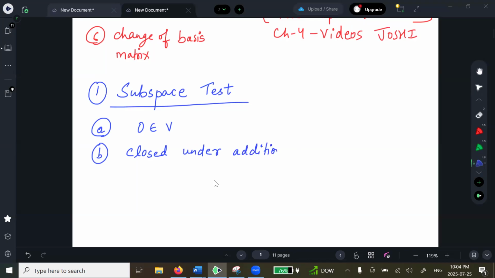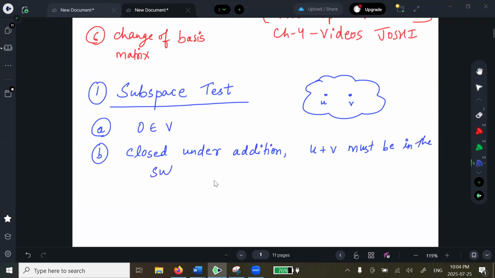Under addition, that means if this is the subspace they're talking about, you have a vector here, call it U, and another vector here, V, in your subspace. That means their sum must be in the subspace. So let's call this subspace S. If U is here, V is here, that immediately implies U plus V must be here. Otherwise, it's not a subspace.